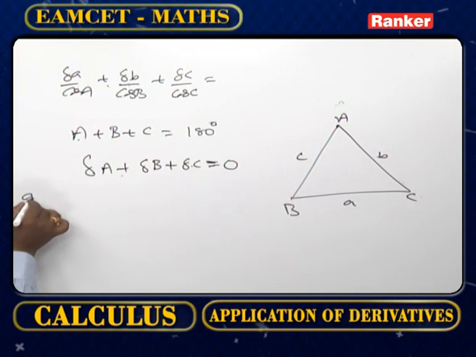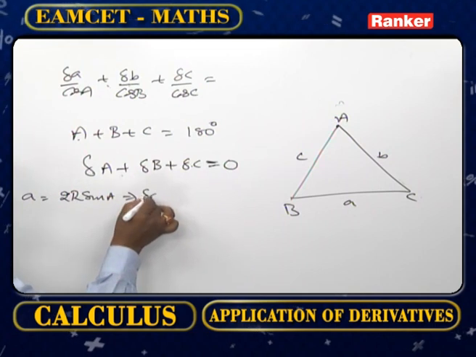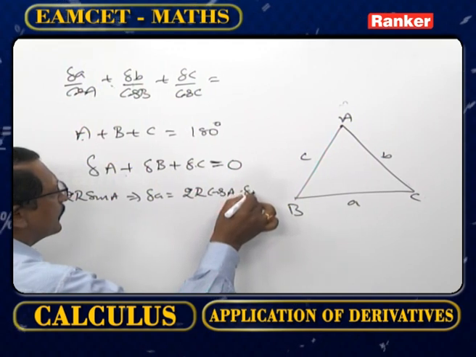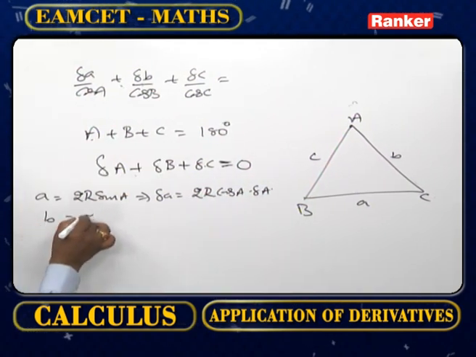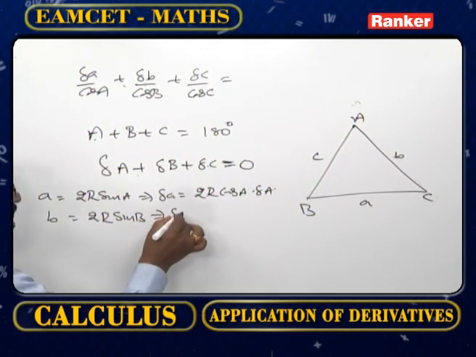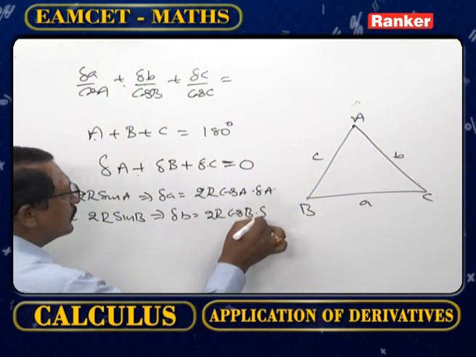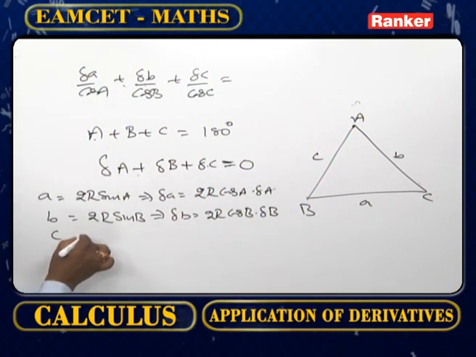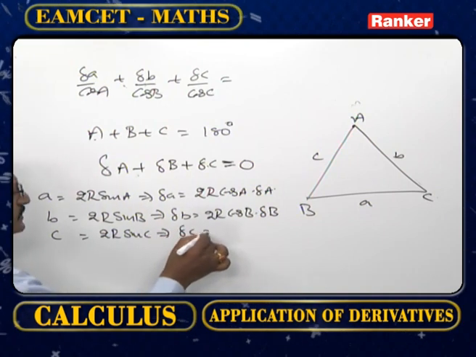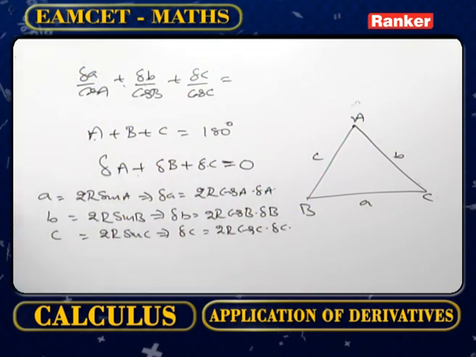Now from the sine rule, a = 2R sin A, which implies δa = 2R cos A δA. Similarly, b = 2R sin B from the sine rule, so δb = 2R cos B δB. Small c = 2R sin C from the sine rule, so δc = 2R cos C δC.